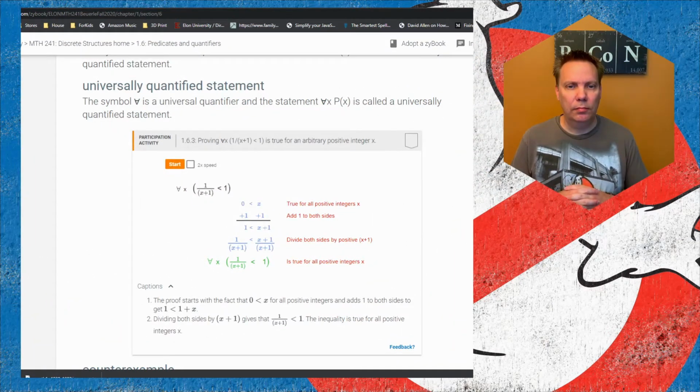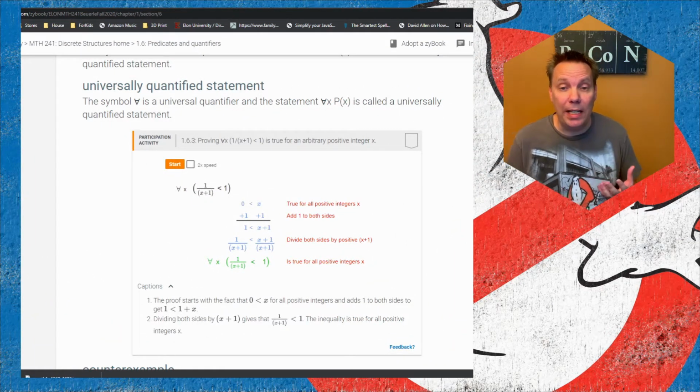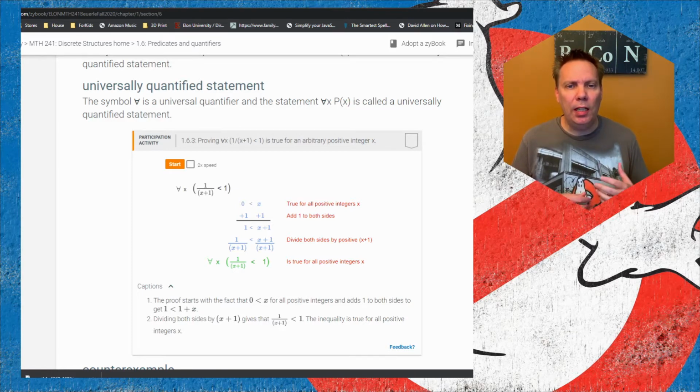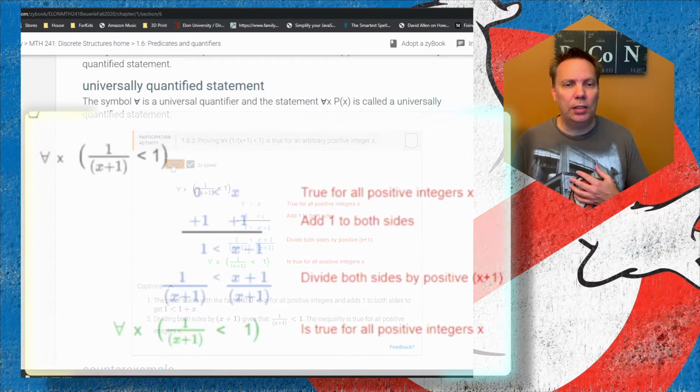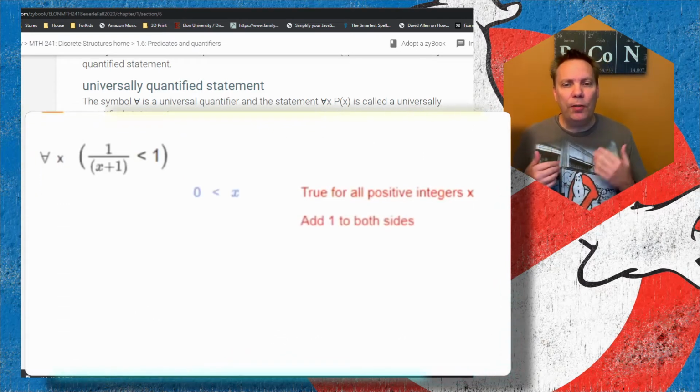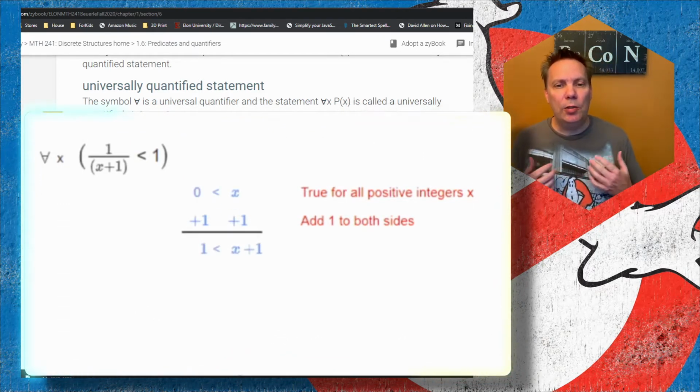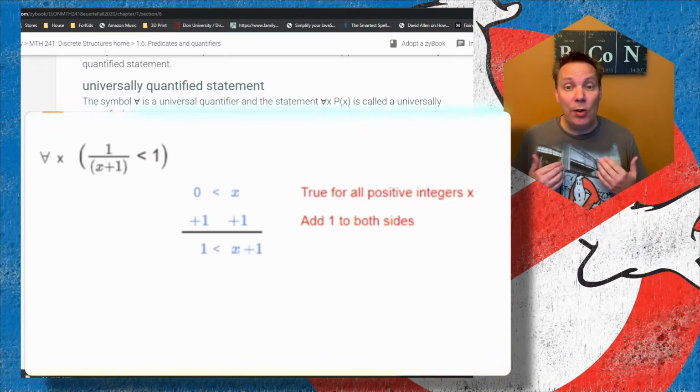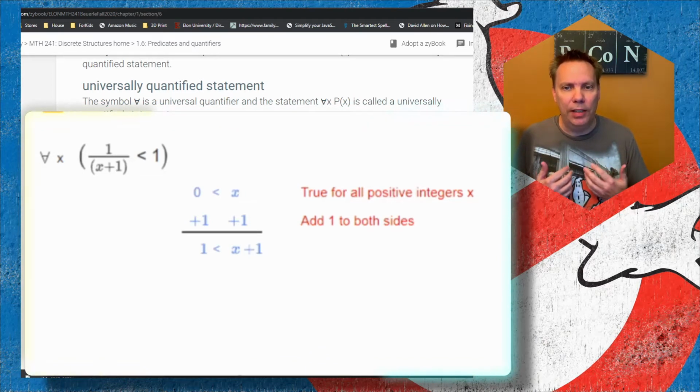So I'd like to move to the zyBook and go through one of the participation activities with you. In this particular activity, the domain is given. It says proving something is true for all arbitrary positive integer x. That means the domain is positive integers. So that's what we're going to start off with. I'm going to hit start, and it's going to bring you through the first couple steps. The first thing that we know is 0 is less than x. I know that because x is an arbitrary positive integer.